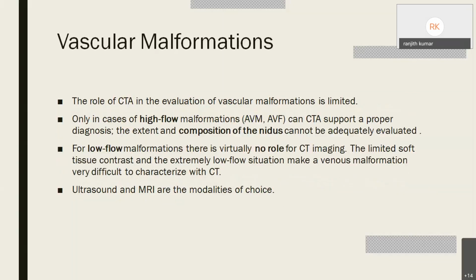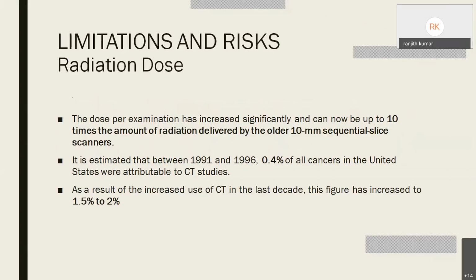In vascular malformations, a high flow vascular malformation supports a diagnosis, but the composition of the nidus cannot be adequately evaluated. In low flow malformations, it is of not much role, where ultrasound and MRI are the modalities of choice in case of low flow AV malformations.